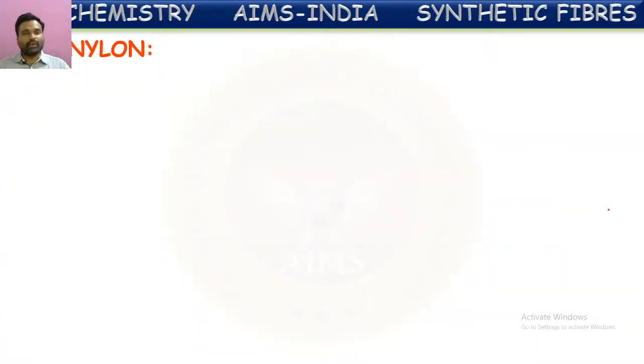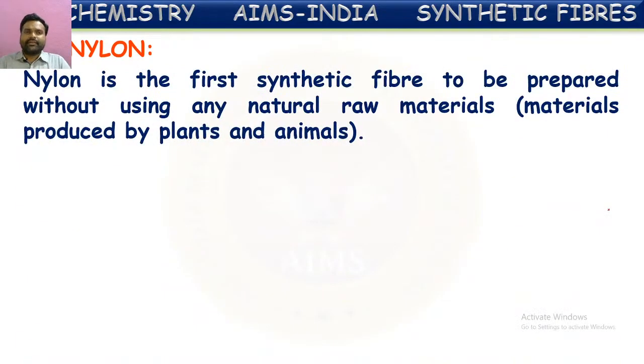Next, let us see one more artificial or synthetic fiber, nylon. Nylon is the first synthetic fiber to be prepared without using any natural raw material. So it is the first fully synthetic fiber prepared in the laboratory. As we told, rayon is also synthetic, but it is prepared from the natural resource wood pulp. But nylon is the first synthetic fiber which is prepared completely from chemicals. No natural material is used in the preparation of nylon.